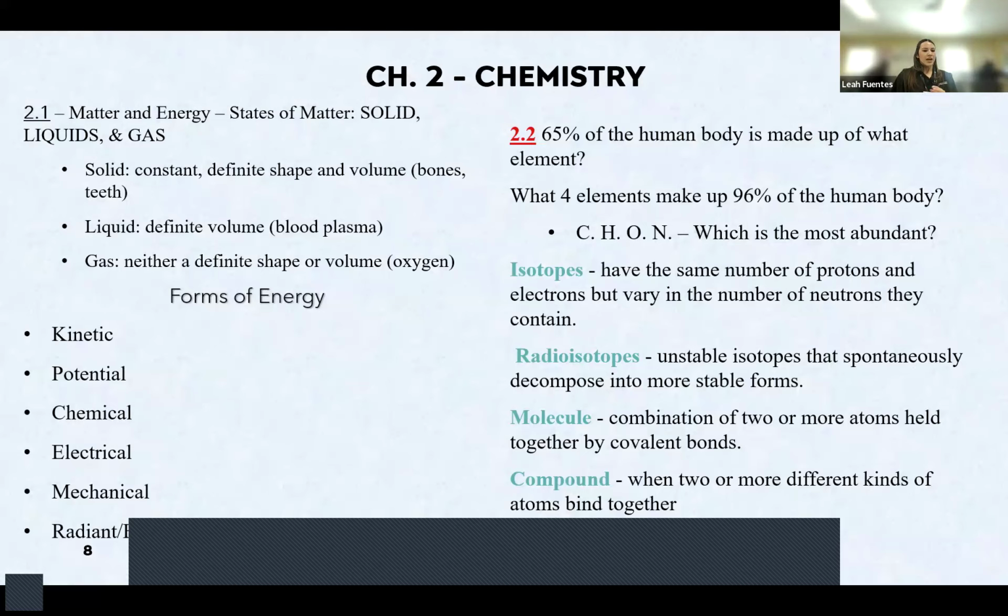And then lastly, we have radiant or electromagnetic energy. This is energy that travels in rays. So visible light, infrared, radio waves, and UV waves. For your exam, I can see this being asked, like riding a bike is an example of what type of energy.